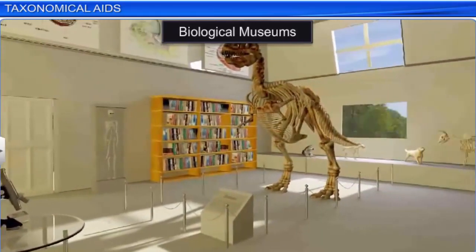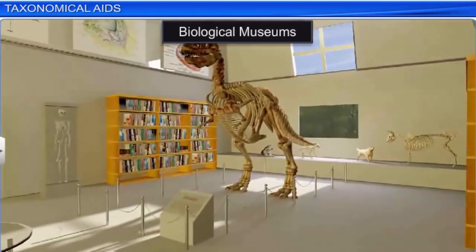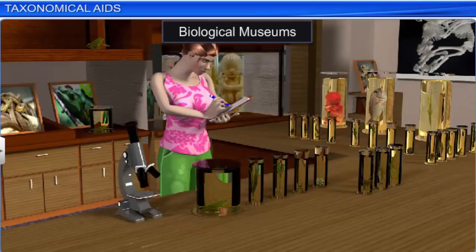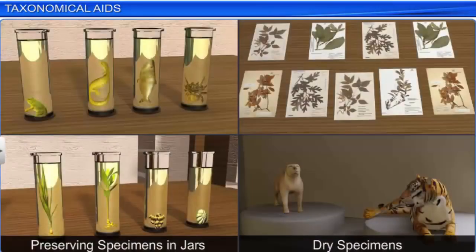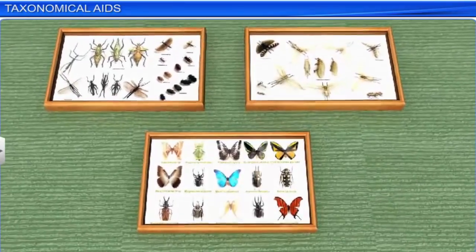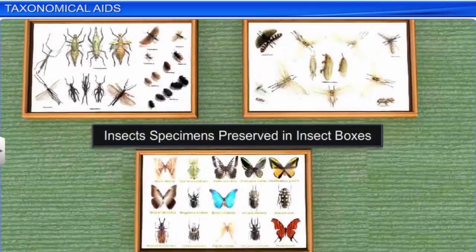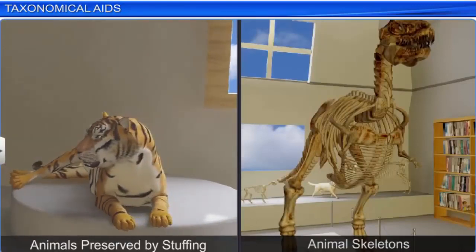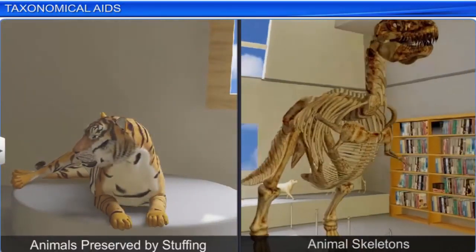Biological museums, set up in educational institutions, also act as taxonomical aids. These museums have collections of preserved plants and animals, which are used for study and reference. They are preserved in jars using preservative solutions or as dry specimens. Insects are collected, killed, pinned, and then preserved in insect boxes. Larger animals are typically stuffed and preserved, or their skeletons are displayed.